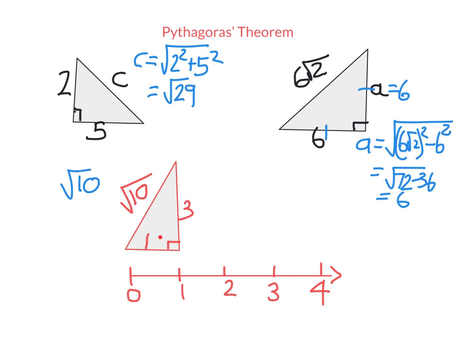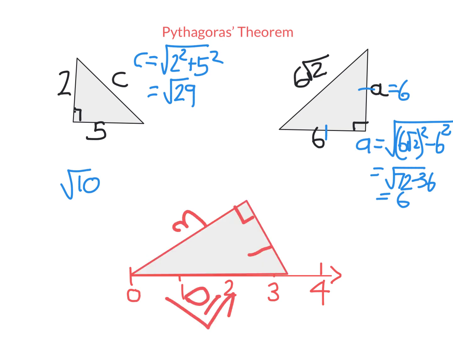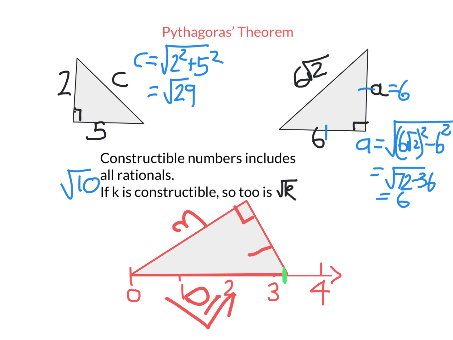We can just rotate this triangle so root 10 lies on this line here. And so root 10 would lie about here. It's about 3.1622 and so on. So it turns out root 10 is what we call a constructible number. So constructible numbers are numbers that can be the side length of a line segment that can be created with just a straight edge, a ruler, and a compass.